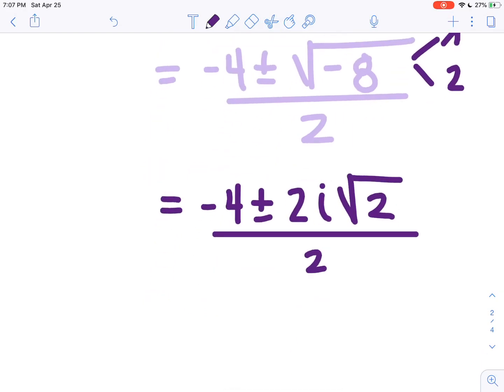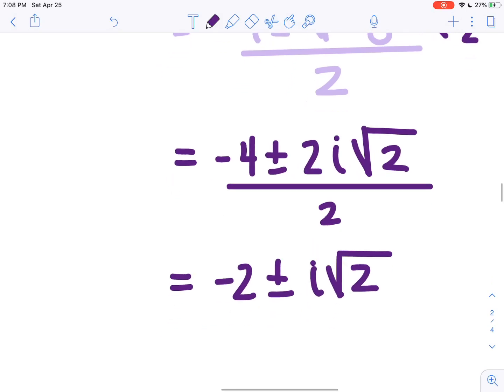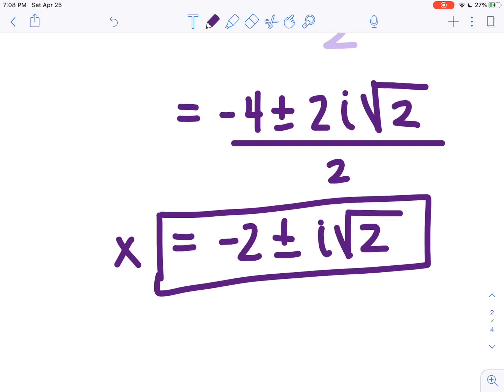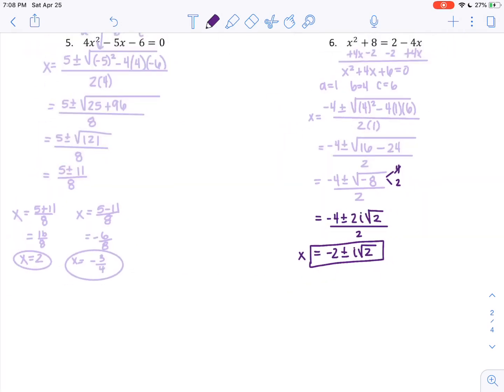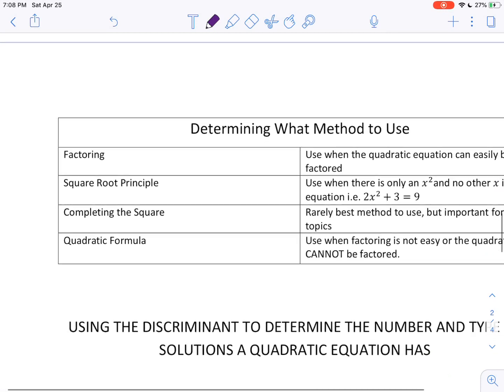Okay, check all three of your front numbers. I see that they could all be divided by 2. So the negative 4 is going to become negative 2. The 2i is going to become i root 2 all over 1. And I'm just going to leave it as this. I'm not going to write it over 1. Those are not like terms. They cannot be combined. So I'm just going to leave my answer as negative 2 plus or minus i root 2. Okay? That's it for the quadratic formula.